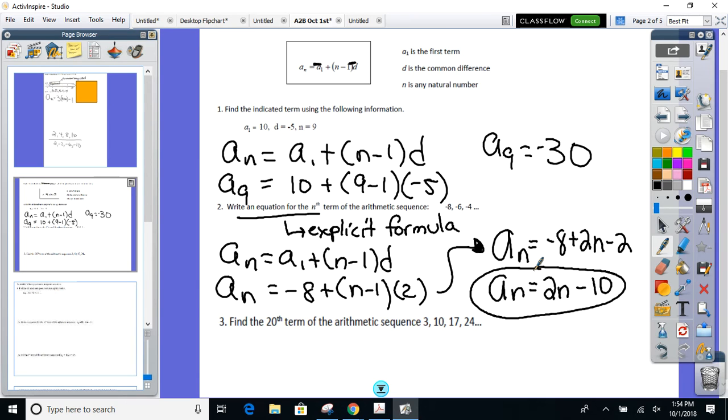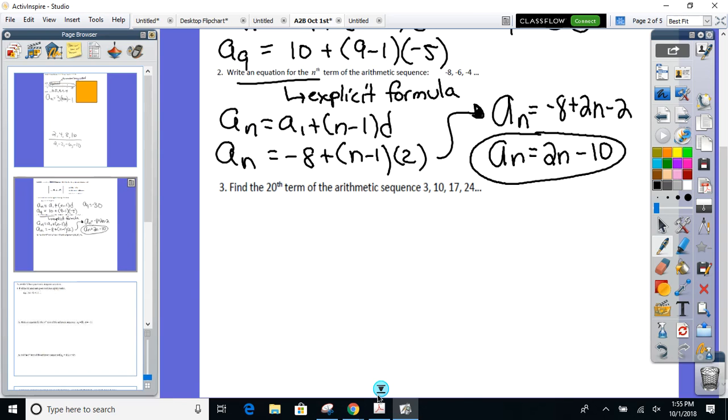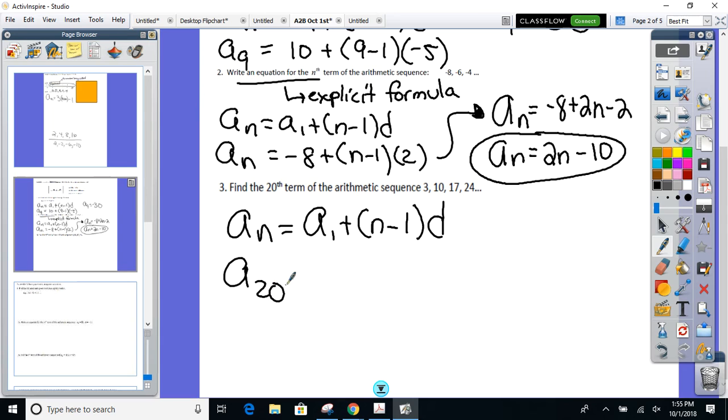So saying that now, can you find the 20th term without using plus 7, plus 7, plus 7, plus 7 on the next problem? So find the 20th term.